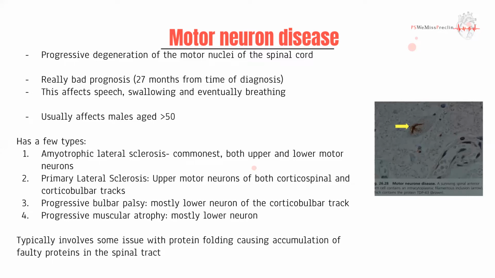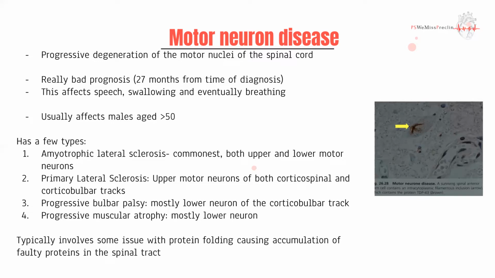So let's start off with the most important, the biggest, and the most common motor neuron disease. I shouldn't say most important because all of them are important, but we have amyotrophic lateral sclerosis, or ALS. And this is the ALS Ice Bucket Challenge that was a huge deal a few years ago, if you remember that. So it's the commonest. It affects both the upper and lower motor neurons of both the tracts. So it affects all 4.